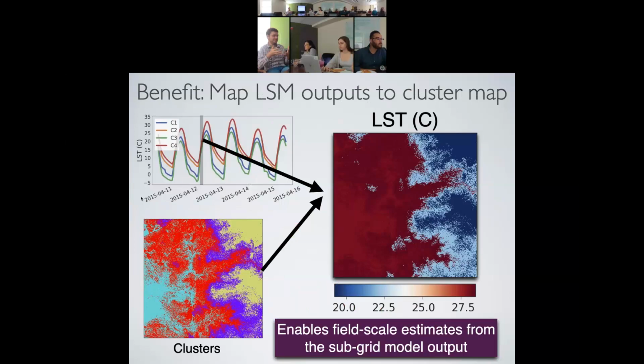And then one thing I want to point out is that because you're saving these maps of clusters, this actually gives you a sense of what a fully distributed simulation looks like. So here, what I'm showing is one time step where you have 4 different values of land surface temperature. You have this map of clusters. Well, you can immediately just map it in space. So it enables you to get field scale estimates of what the subgrid model output might be.